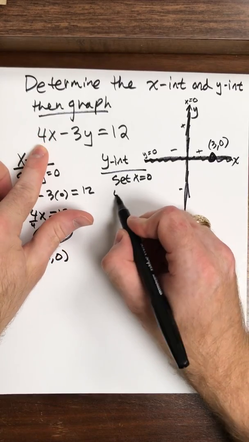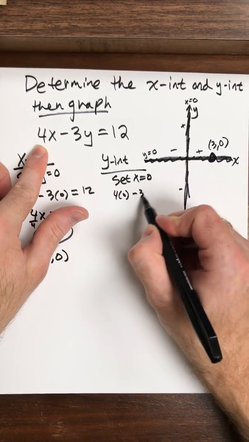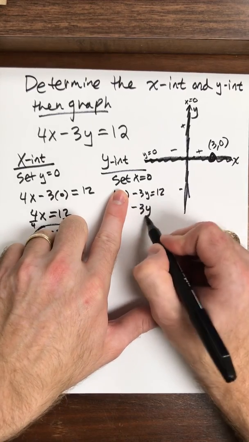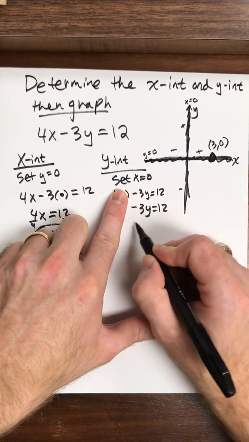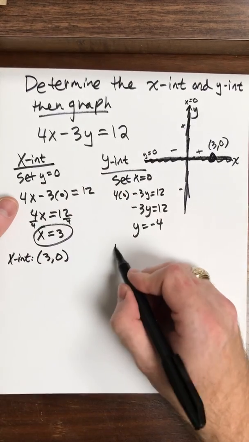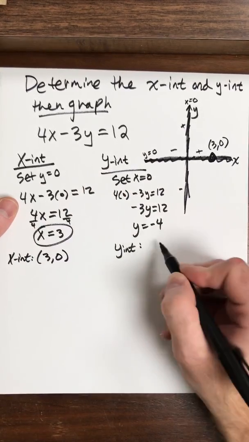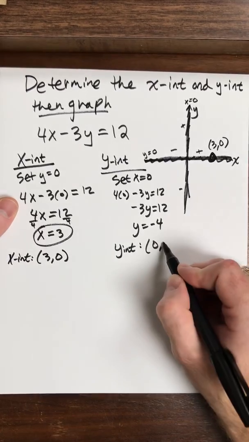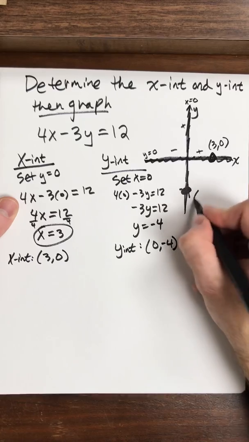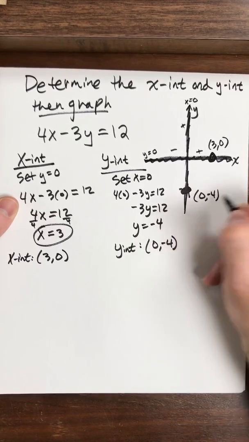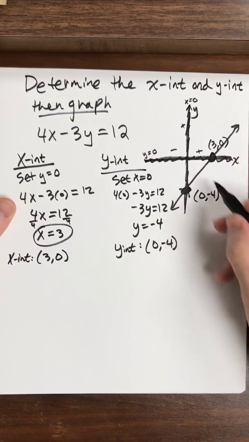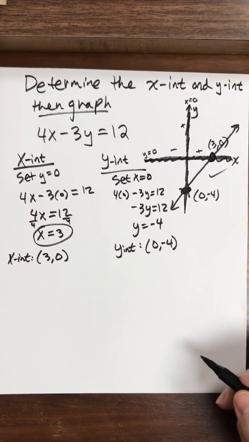So the 4x becomes 4 times 0 minus 3y equals 12. So I cover this up, and I just have negative 3y equals 12. So y equals negative 4. So the y-intercept, once again, it's a location. It's 0, negative 4. So I go down to 0, negative 4. And since it's a line, I just need 2 points. I connect the dots, and I've graphed it.